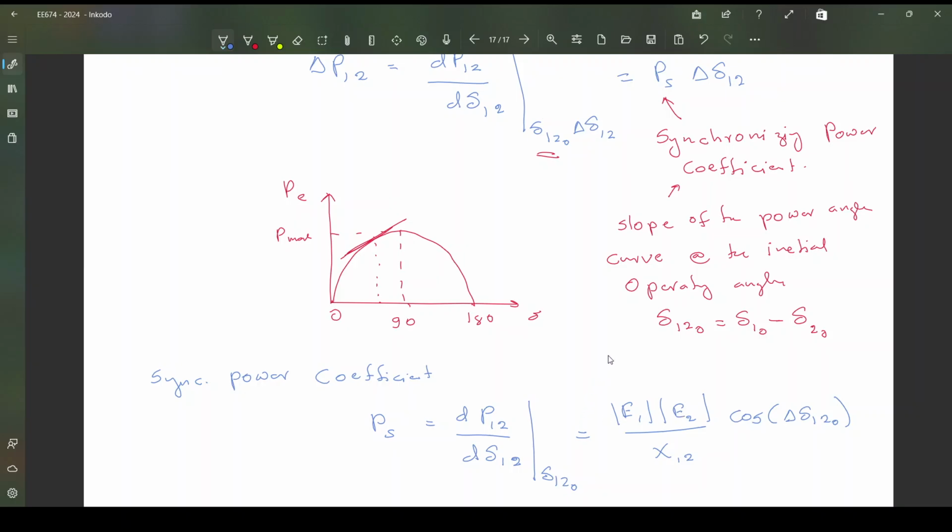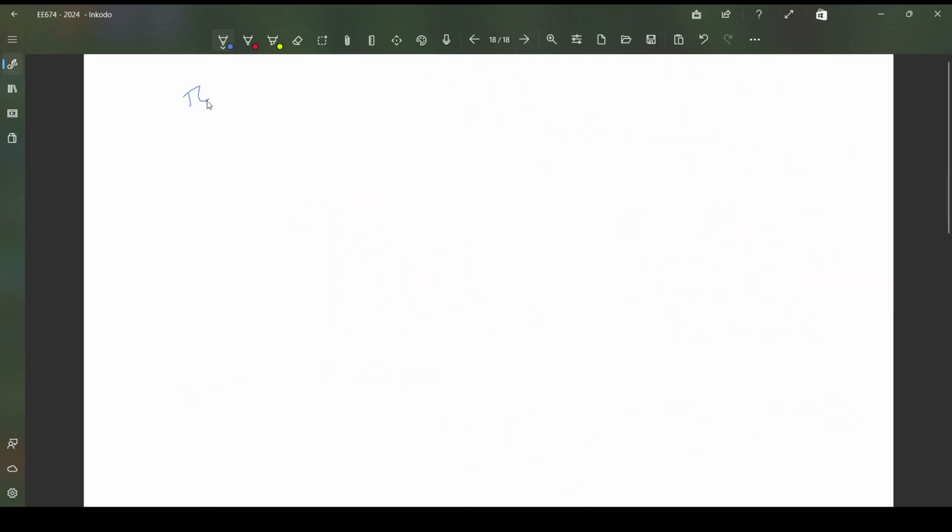So with this condition, you can write an equation for the tie line power deviation. The tie line power deviation you can write as delta P12 is equal to Ps times delta 1 minus delta 2. So changes in the angles delta 1 and delta 2 times the synchronizing power coefficient.